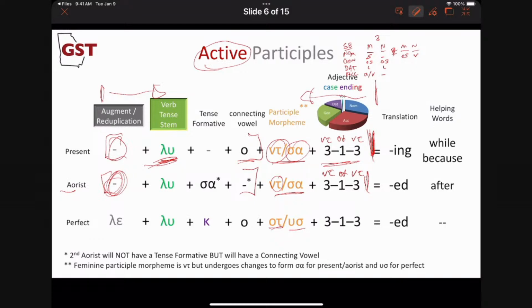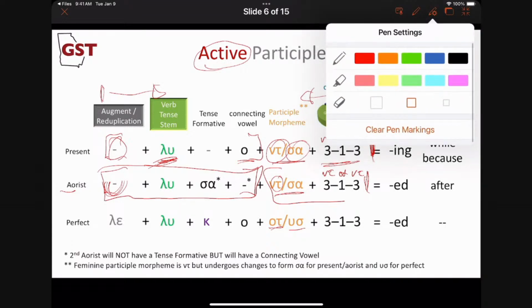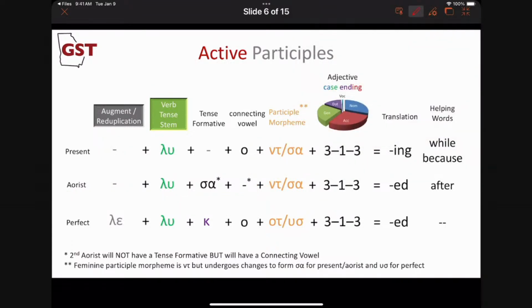All right. So remember, we got a verbal side. Let's just clear everything and start over. We have our verbal side of the participle right here. We have our adjectival side of the participle right there. And then connecting the two is the participle morpheme.